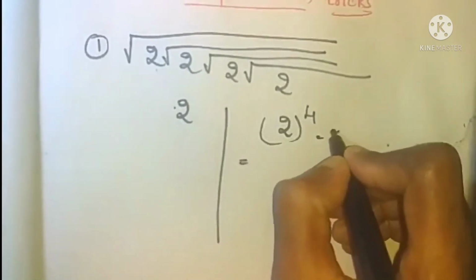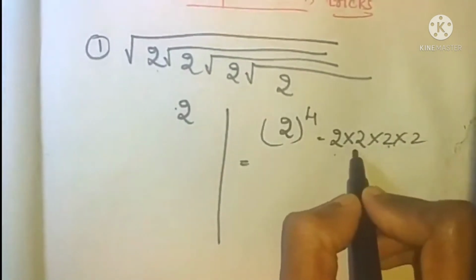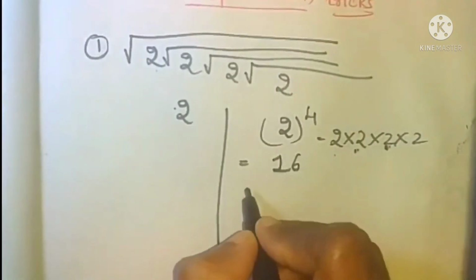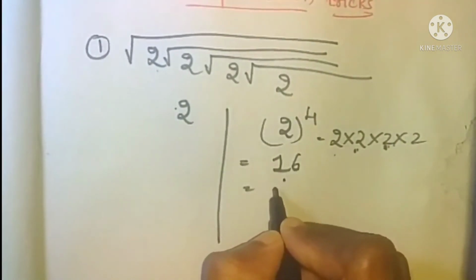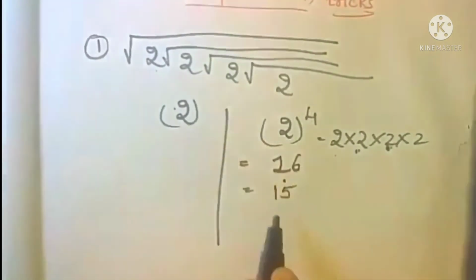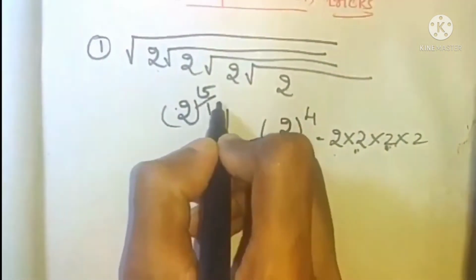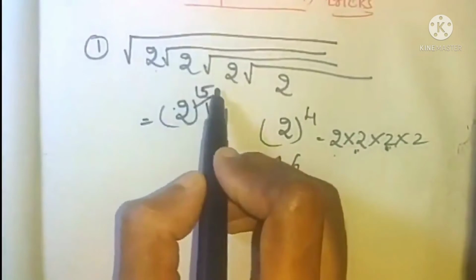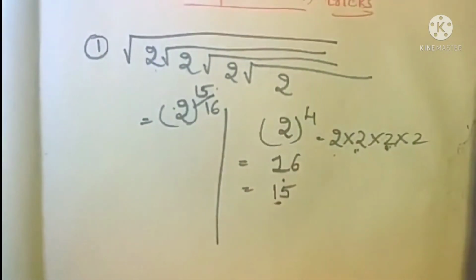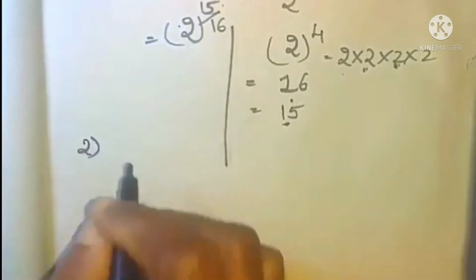Calculate how much it is. 2 into 2 into 2 into 2. 2 2's are 4, 4 2's are 8, 8 2's are 16, right? Now from this 16, subtract 1, how much will we get? 15. Now write this 15 in the numerator and this 16 in the denominator: 2 to the power of 15 by 16. This is your answer for this problem. In general, we would solve it in a lengthy manner, but this is not like that. It's very simple. Let's do one more problem.